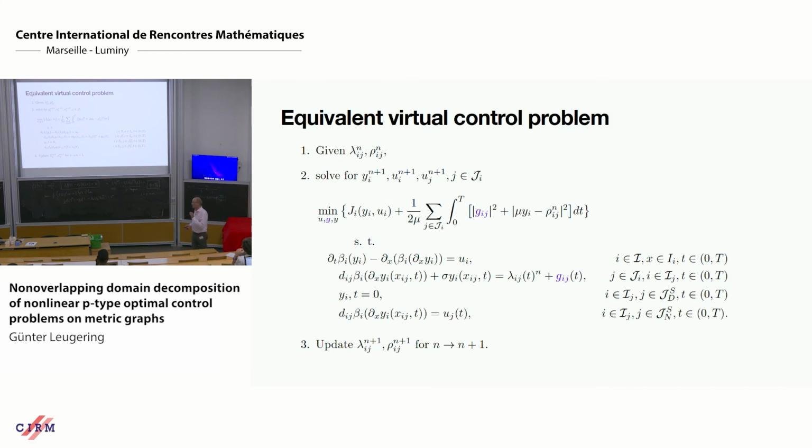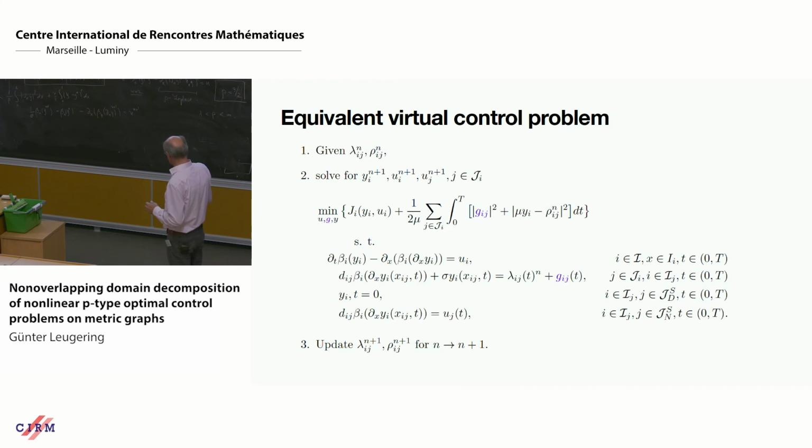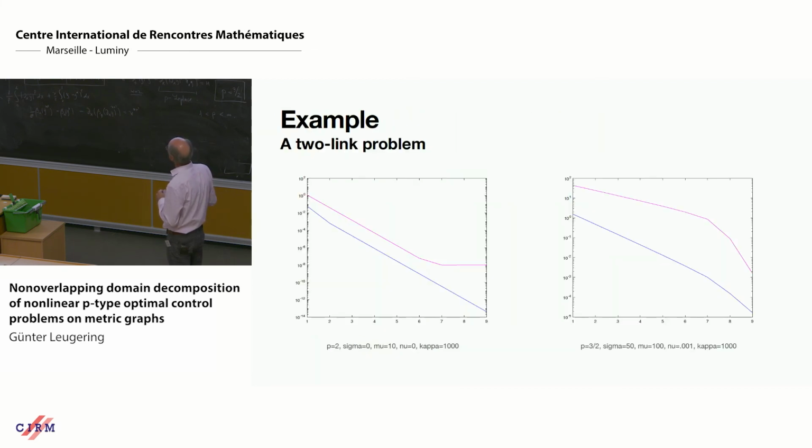So this domain decomposition can be seen as equivalent to a virtual control problem where the virtual control is here. So you have the same, oopsie.